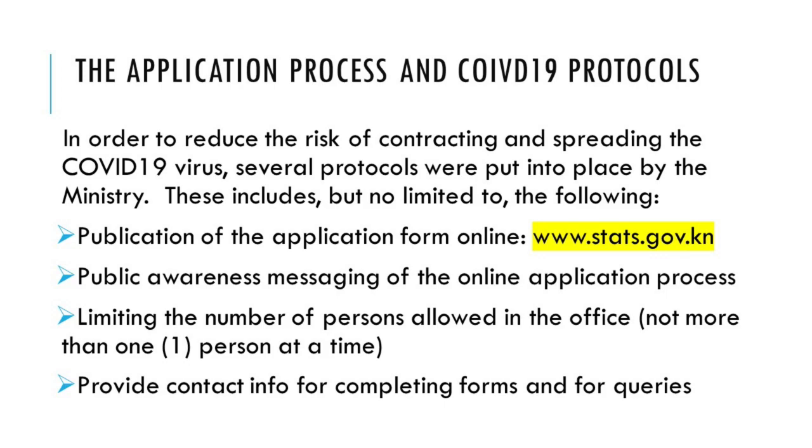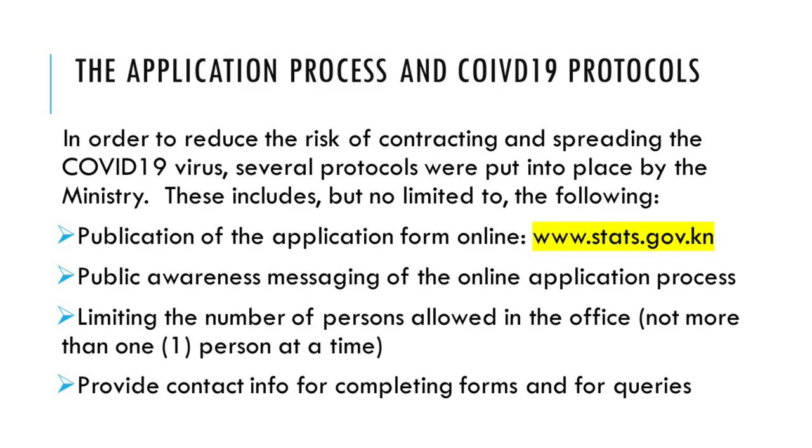Now, within the office, in order to reduce the risk of contracting or spreading the virus, there are several protocols that we put in place in order to move this process forward in terms of being able to help persons while at the same time taking the necessary precautions. For one, we put online the application form at our website, www.stats.gov.kn. We also launched a public awareness campaign online using Facebook and other media to get the word out that our application form is now online. We also limited the number of persons allowed in the office. Not more than one person at a time.